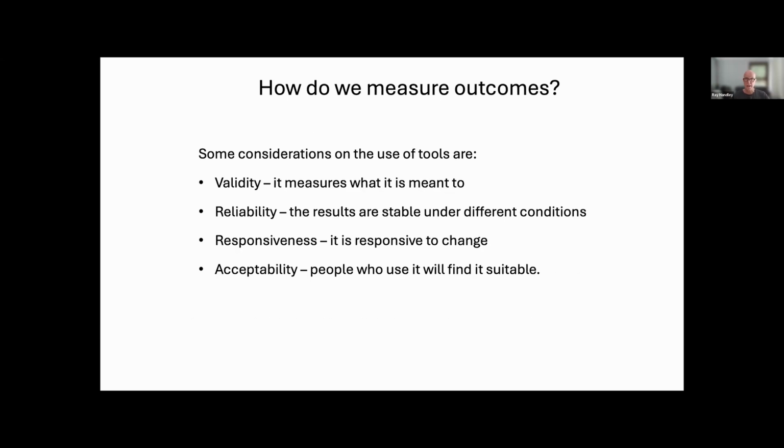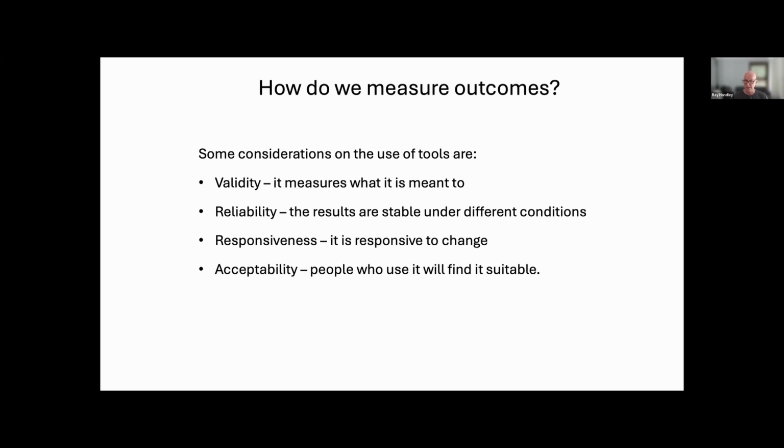So really, this brings us to the end of this fairly short discussion. But some of the considerations in the use of the tools are, how valid are they? Does it measure what it's meant to do? So that's where it needs to be clear, and that's where it needs to be communicated. It needs to be reliable so that it can be used in different situations by different people, and they're understood and they're universally comparable.